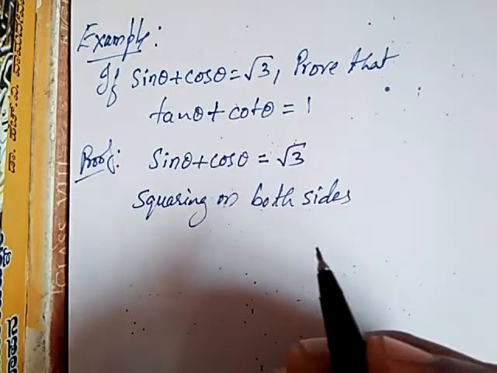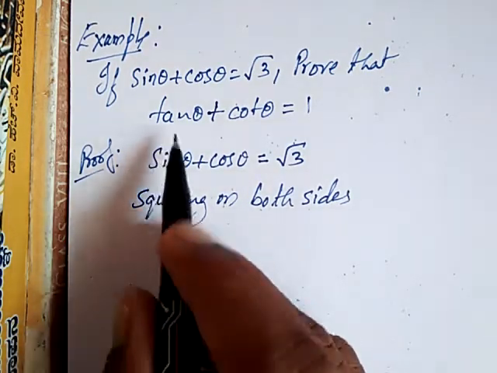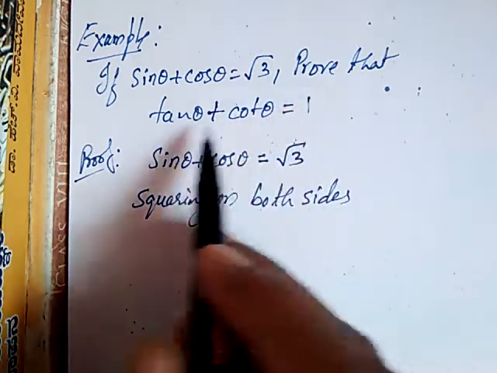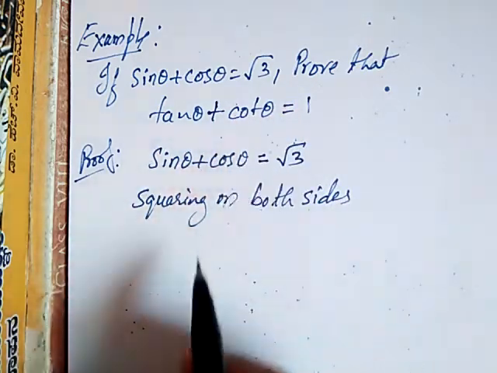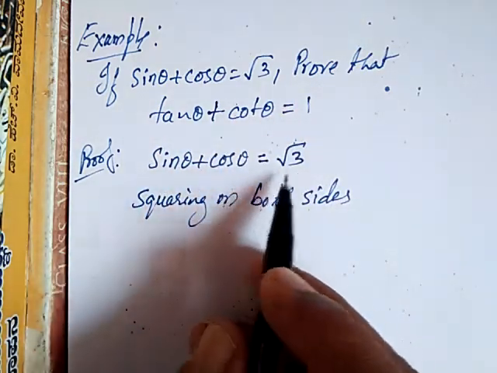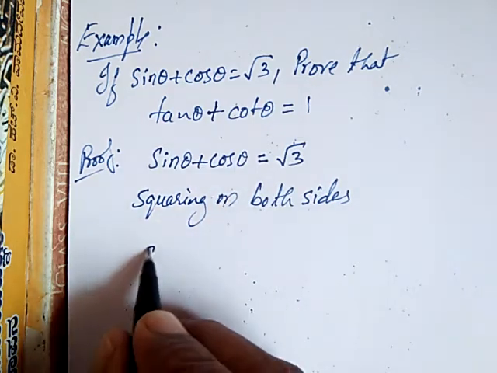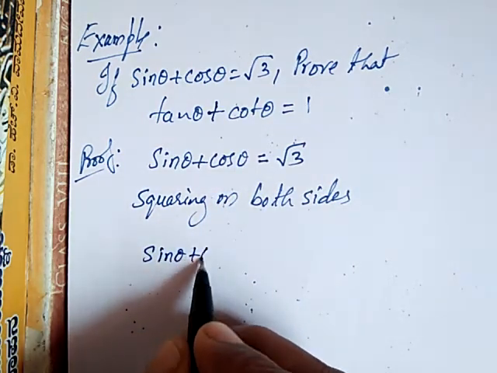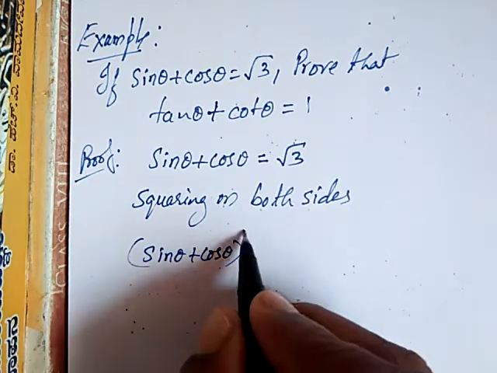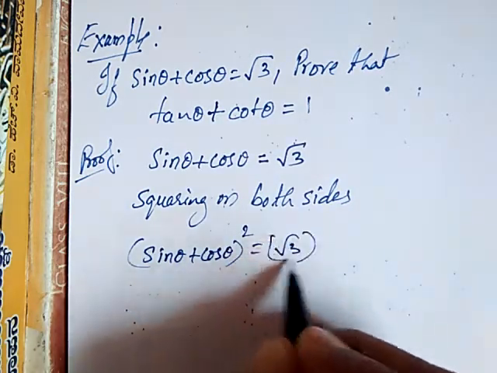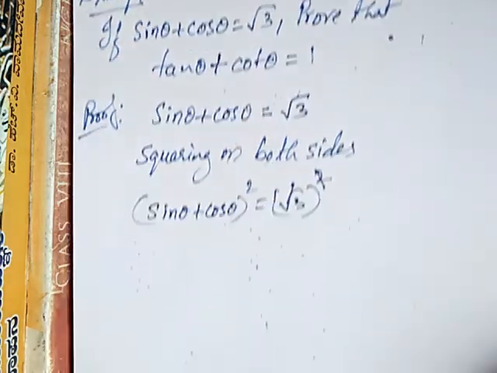Okay, so the next example is this one. If sin theta plus cos theta is equal to root 3, prove that tan theta plus cot theta is equal to 1. So here sin theta plus cos theta is equal to root 3. Squaring on both sides, you will get sin theta plus cos theta whole square is equal to root 3 whole square. Here square and root get cancelled.